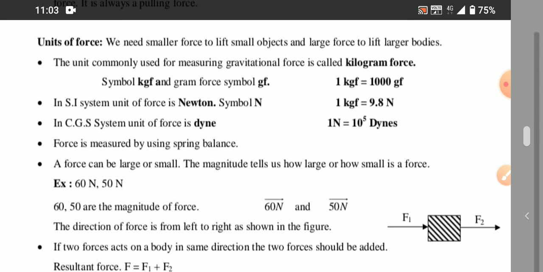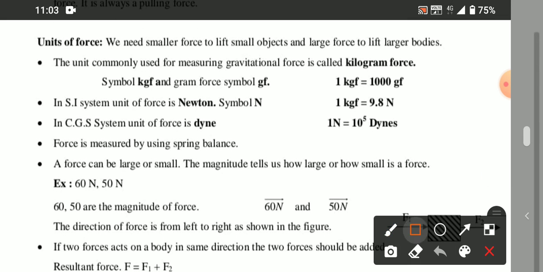Now let us see units of forces. We need a smaller force to lift smaller objects and a large force to lift larger objects.